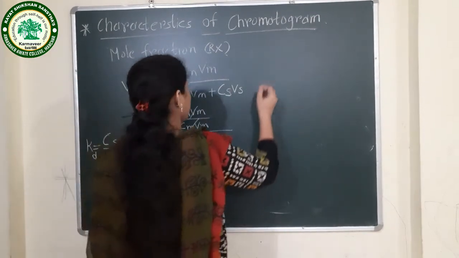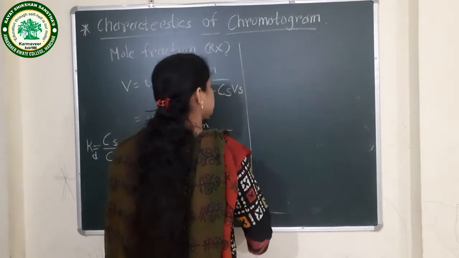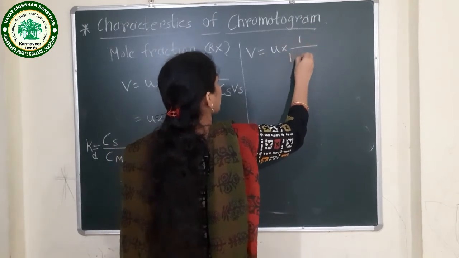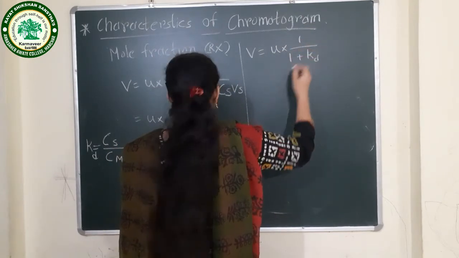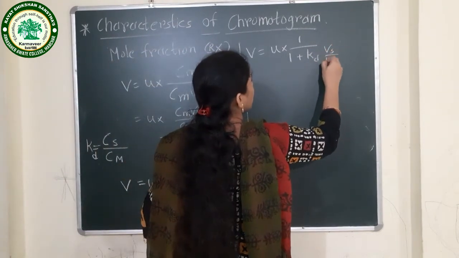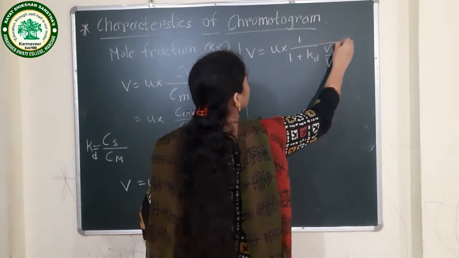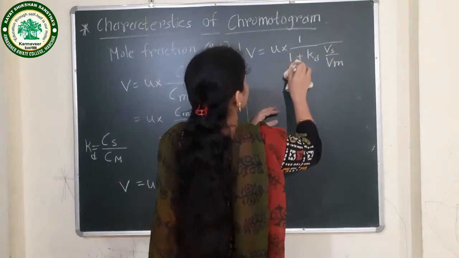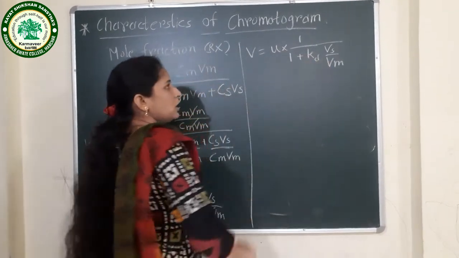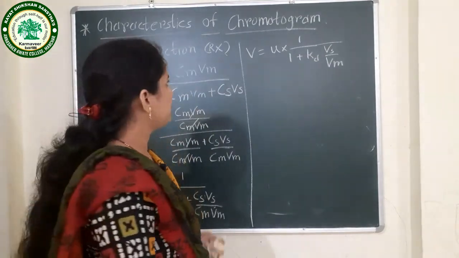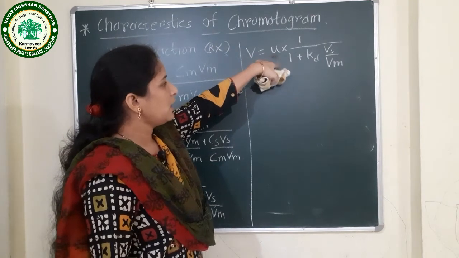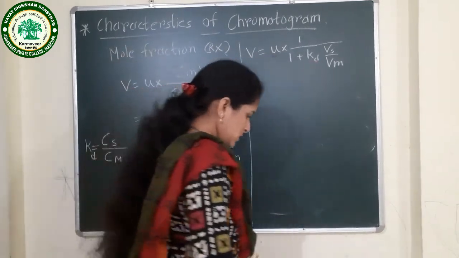This equation will become V is equal to U into 1 upon 1 plus Kd into Vs upon Vm. Okay, so this equation gives the relation between flow rate and distribution coefficient of the sample. This equation gives the relation between flow rate and distribution coefficient of the sample.